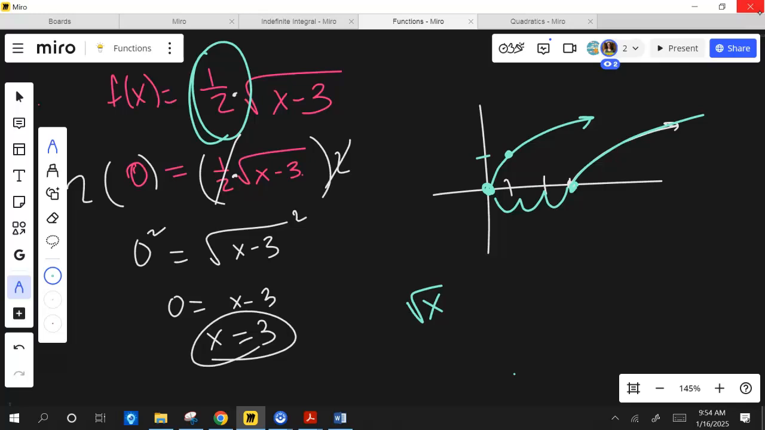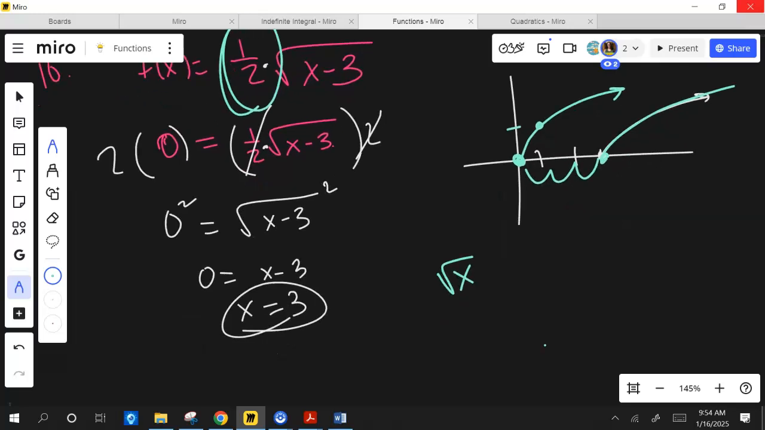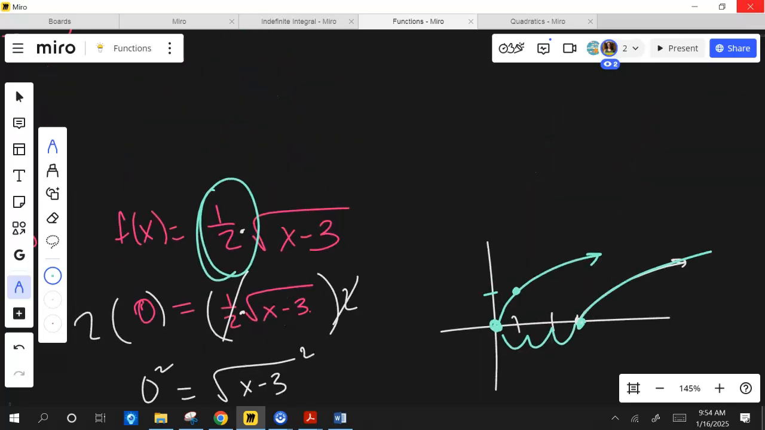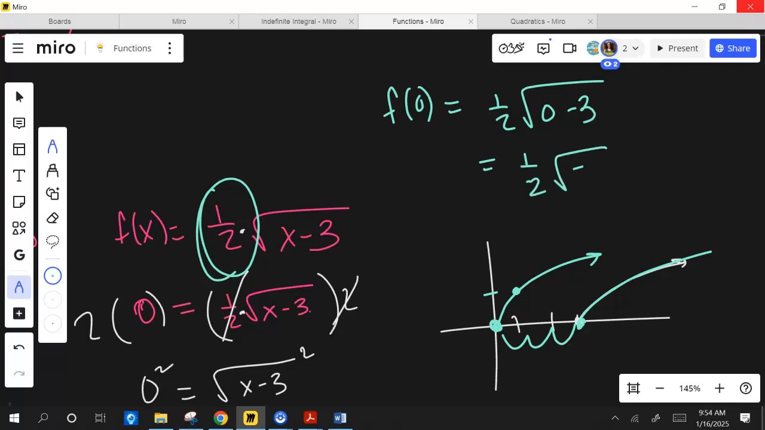So y-intercept is whenever you put a 0 in for x, right? So if I put a 0 in for x here, so what I'm really doing is f of 0. I get 1/2 times the square root of 0 minus 3, which is 1/2 times the square root of -3. What does that mean? It's ugly. You can't have negative under there.